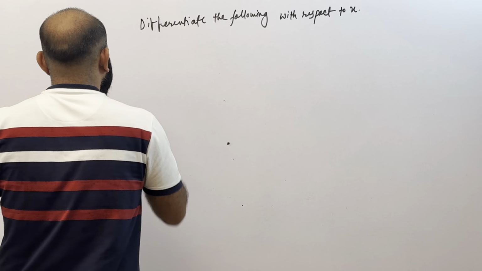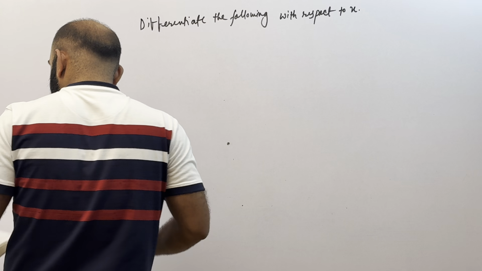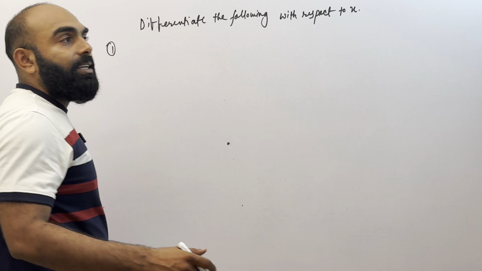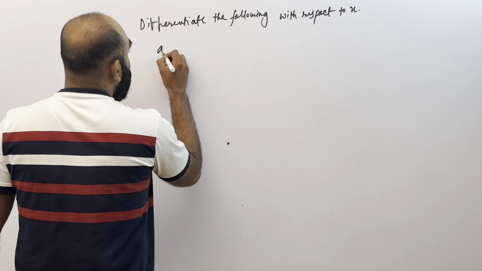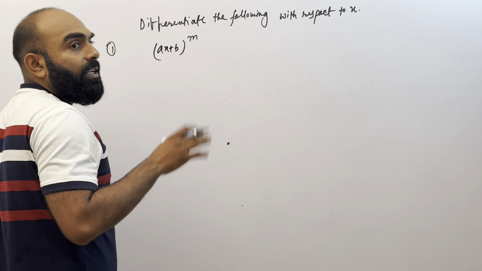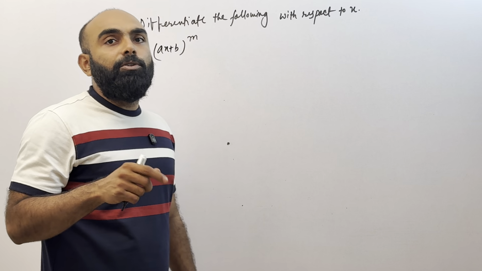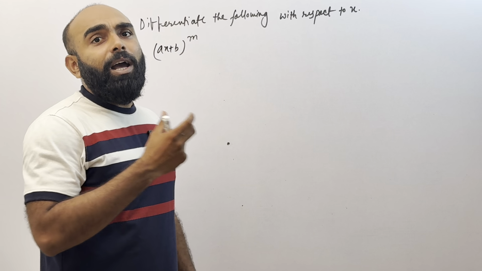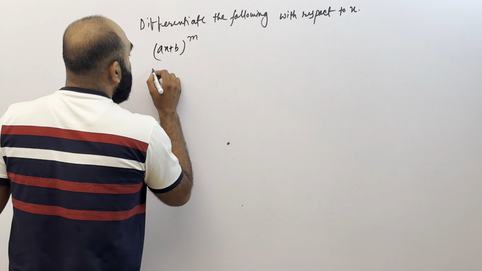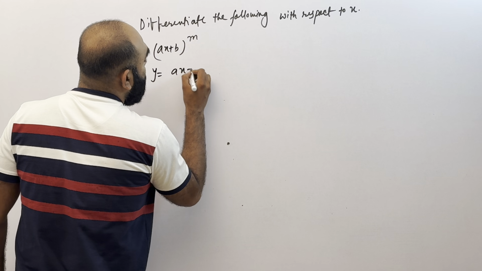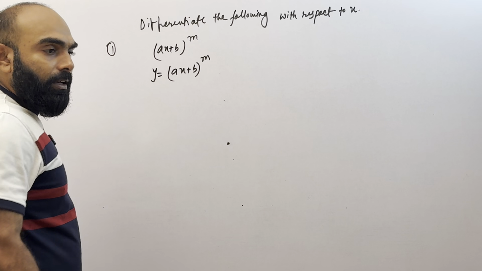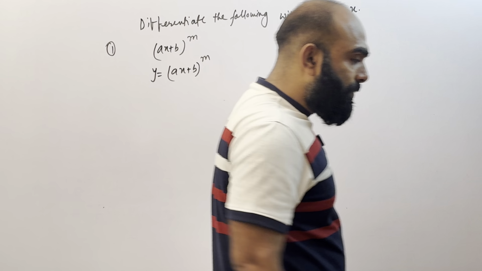First question, number 1. They have given y is equal to ax plus b to the power m. See, simply, if they tell you to differentiate this ax plus b to the power m, then whatever the given function is, assume that y is equal to ax plus b to the power m. Correct? Now I have to differentiate this function.